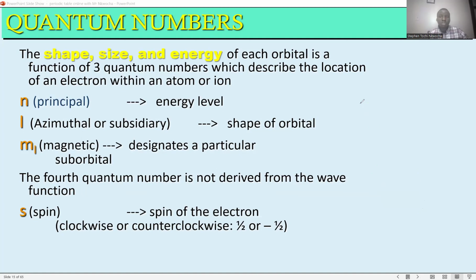Is there anything I need to know about quantum numbers other than this, brothers and sisters? For you to pass WAEC or JAMB, this is the only thing you need to know. Okay, no big deal.